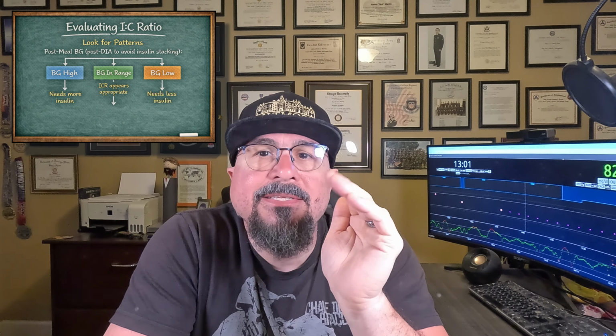The key thing to look for overall is the pattern. If glucose rises after eating but comes back down toward the end of that range, typically within a few hours, without causing lows, that usually suggests that the insulin to carb ratio is reasonably well matched to the meal.